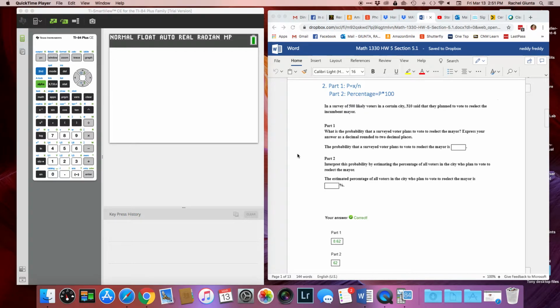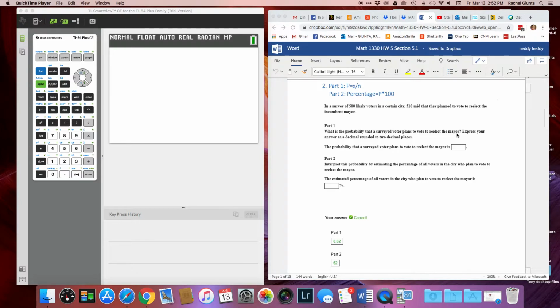This is section 5.1, the first example. Most of these problem sets start out with one that's similar to this, where in a survey of 500 likely voters in a certain city, 310 said they plan to vote to re-elect the incumbent mayor. Part one of this is, what is the probability that a surveyed voter plans to vote to re-elect the mayor?